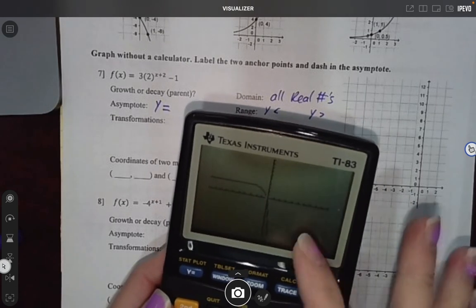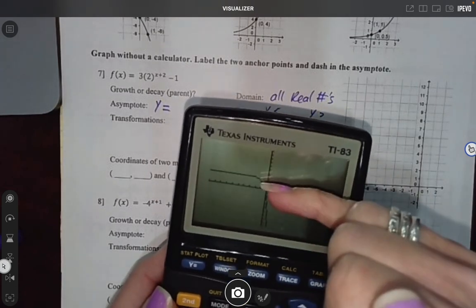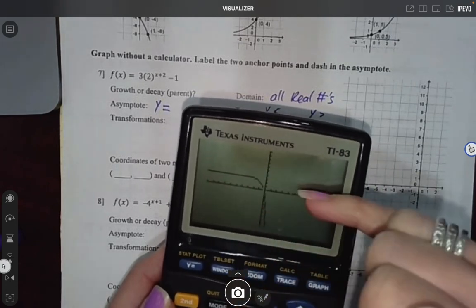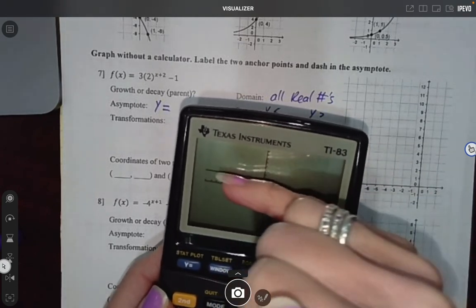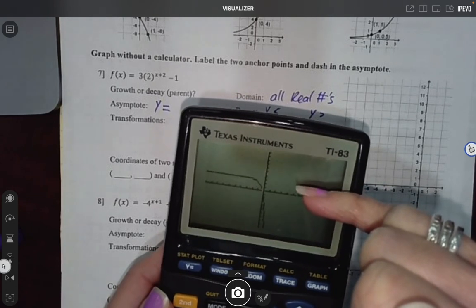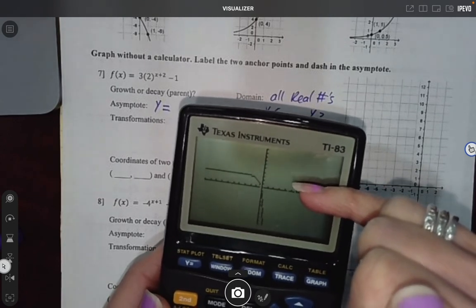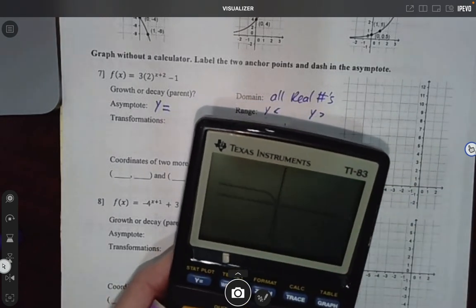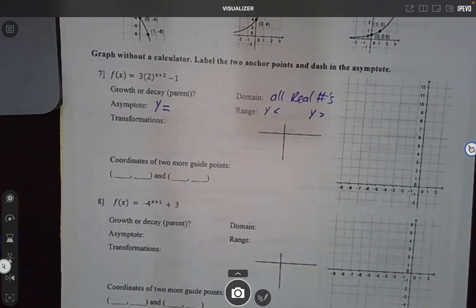So I graphed it. If you graph it, you can tell that our graph never goes above this line. That line, y equals 3, that is your asymptote. Again, this is number 8. And then your range is the same thing as the asymptote. It's y is less than 3 because you're staying less than that asymptote. Okay?